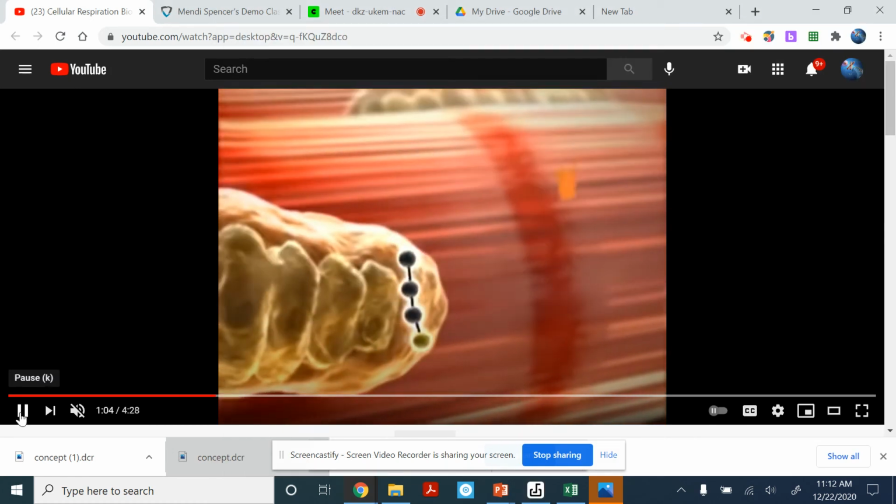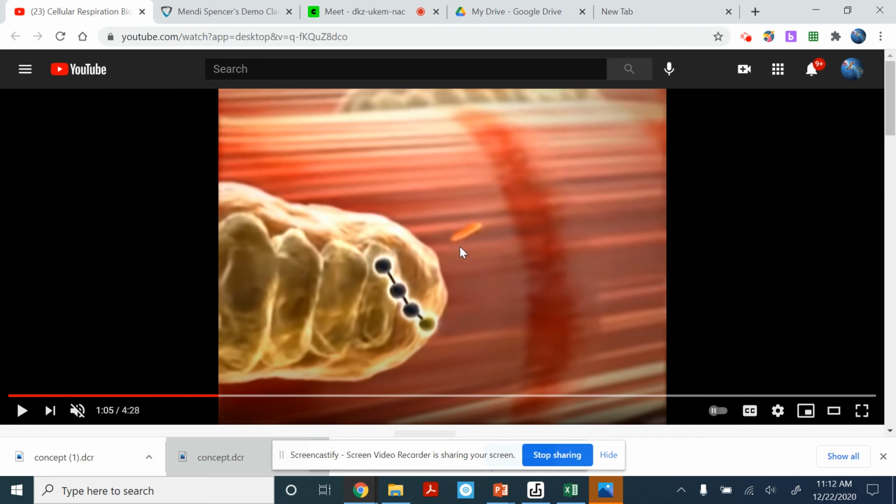All right. Here we go. Keep going. All right. Here comes a bus. Aiden, can you tell me what this molecule is that's coming towards this 3-carbon molecule?